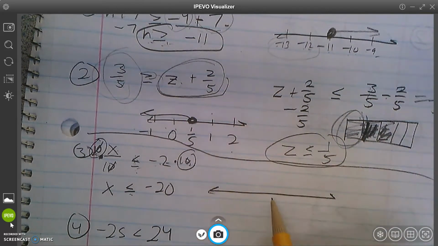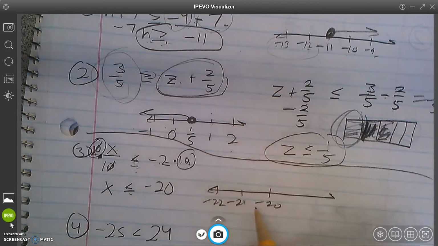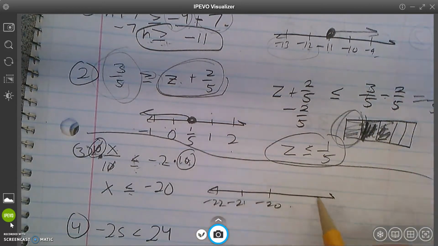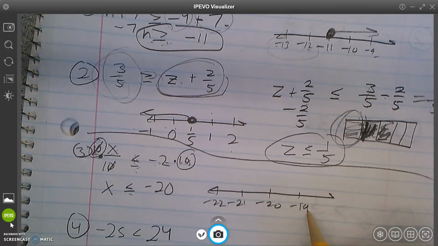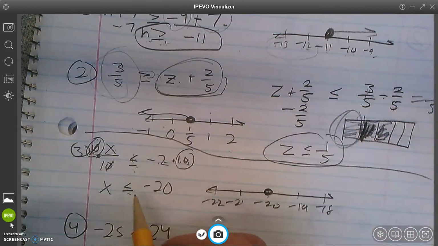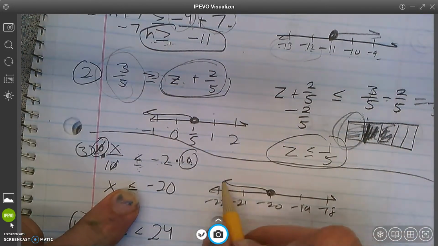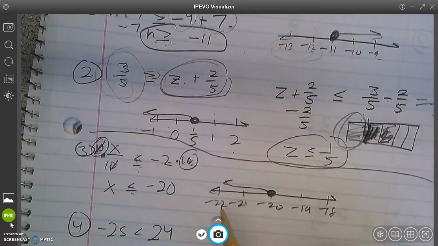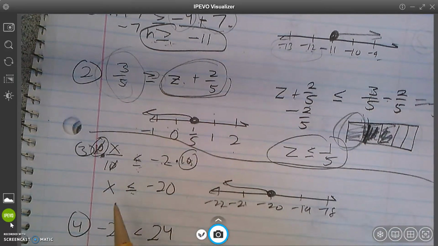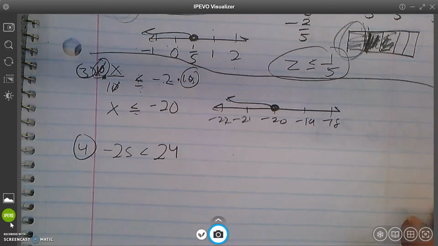Okay, number line, -20, -21, -22. Don't mess up the numbers with your number line. -21 does not go here. So this is less than or equal to -20. So -20 is a solution. Anything less than that, like -21, like -22, like -100, like -1,000,000, all those work. Cool. Number 4. All right.